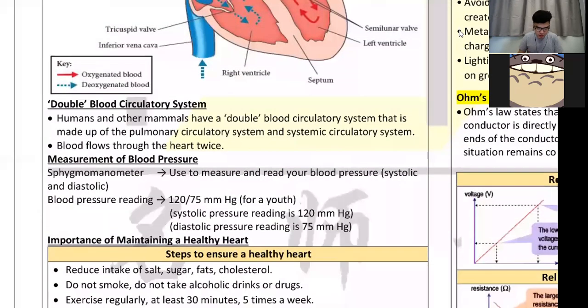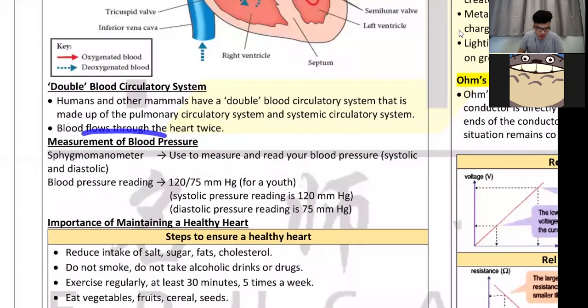Okay, so we have two names. The circulatory system going to the lungs is called the pulmonary circulatory system. Like I said, pulmonary is the one going to the lungs. And then the systemic circulatory system. That means it's going to your system, it's going to your body. So blood flows to the heart twice.